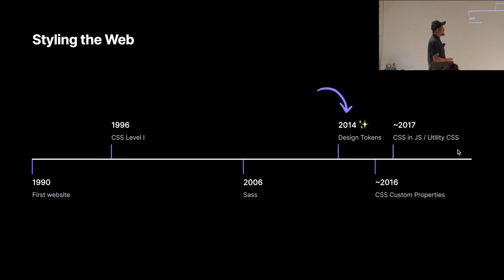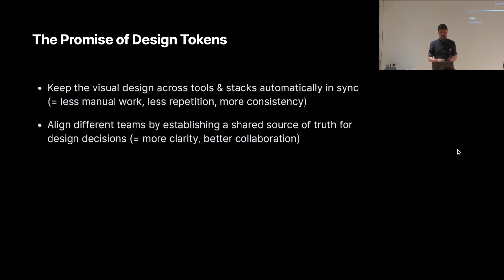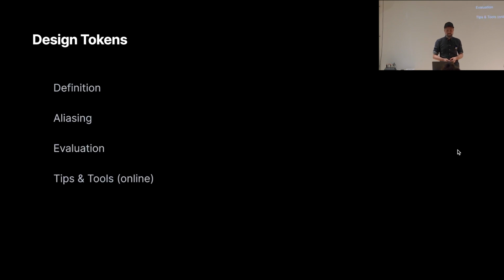All right, but now we come to the fun part, because design tokens were invented, and they were already an idea in 2014. And they try to solve some of the issues I just mentioned. So the promise is keep the visual design across tools and stack automatically in sync, and also align different teams by establishing a shared source of truth for your design decisions. So, all right. That was the history part.